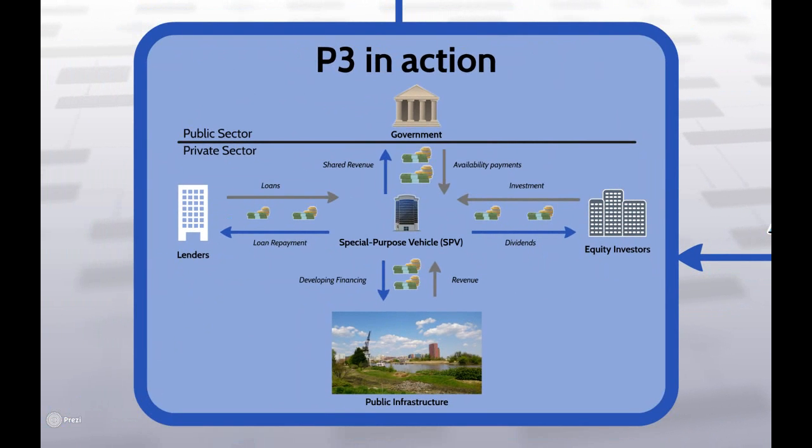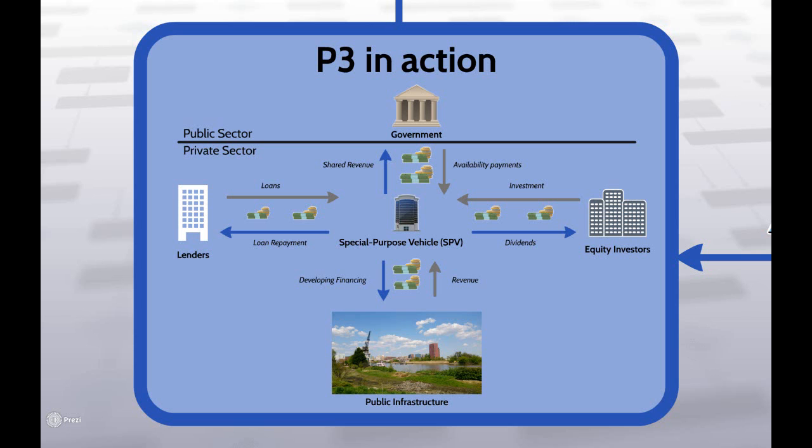In a P3, a special purpose vehicle is set up to deliver the project. The special purpose vehicle can be considered as the P3 company from the private sector which enters into a contract with the public entity. It is a consortium made up of lenders, shareholders, design and construction subcontractors, life cycle maintenance subcontractors, service providers, and many more.